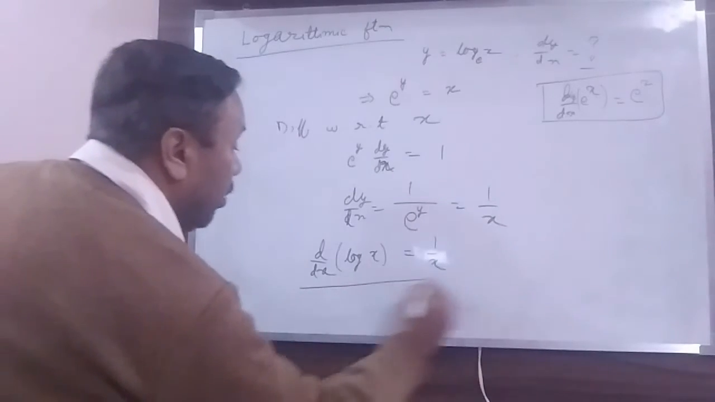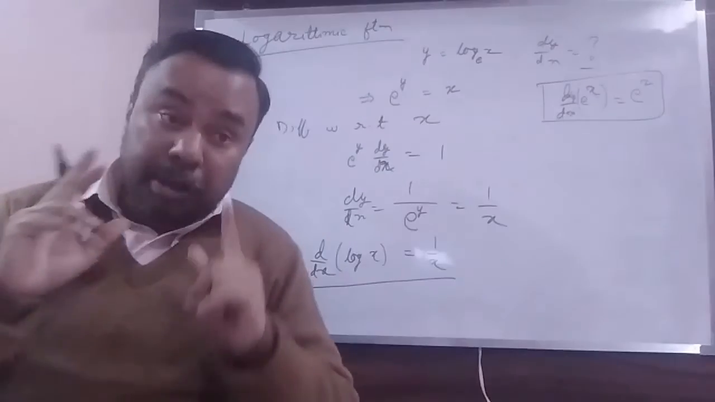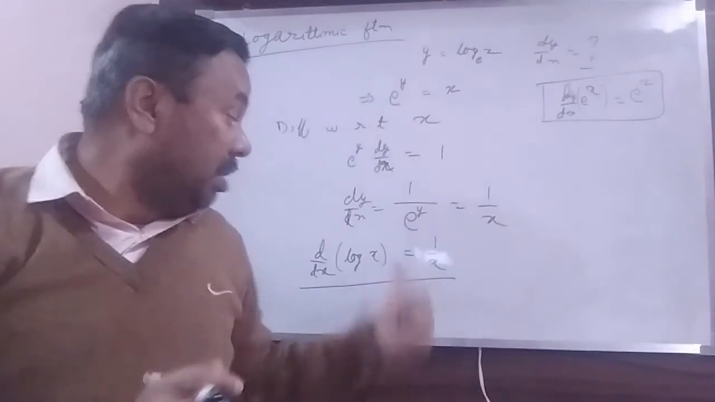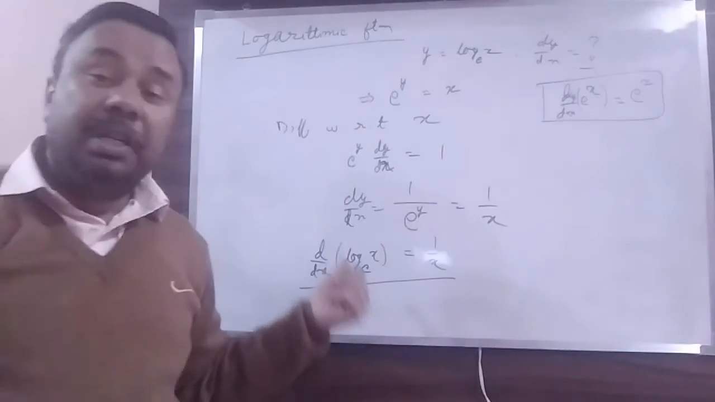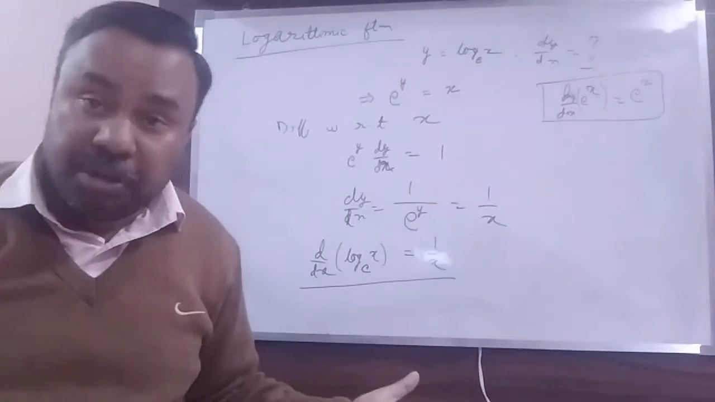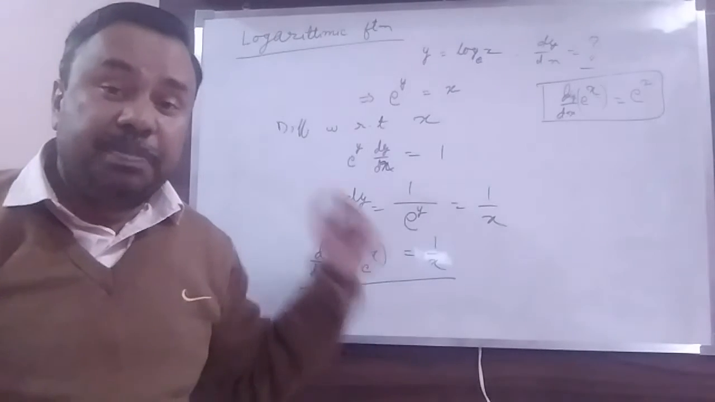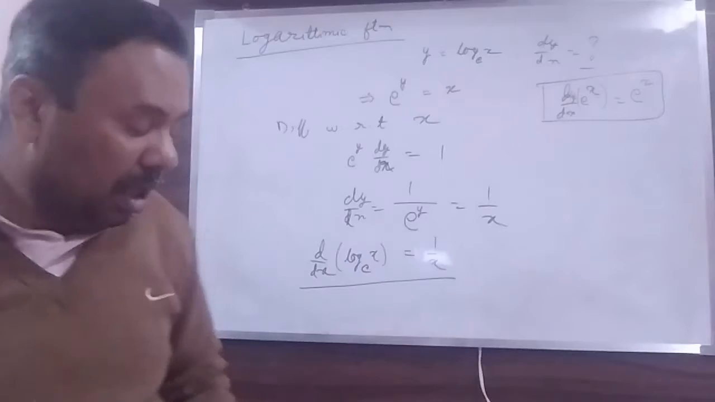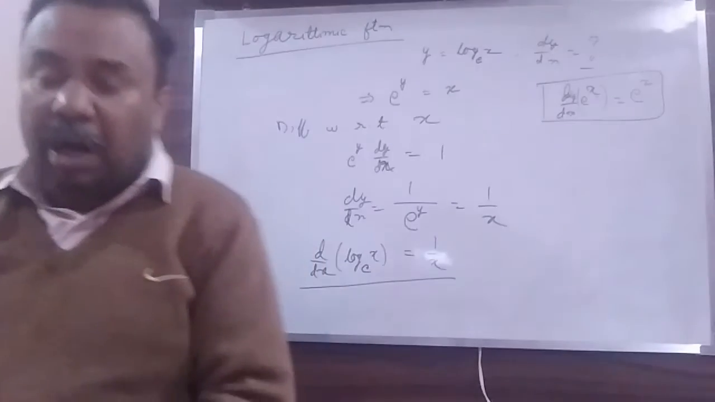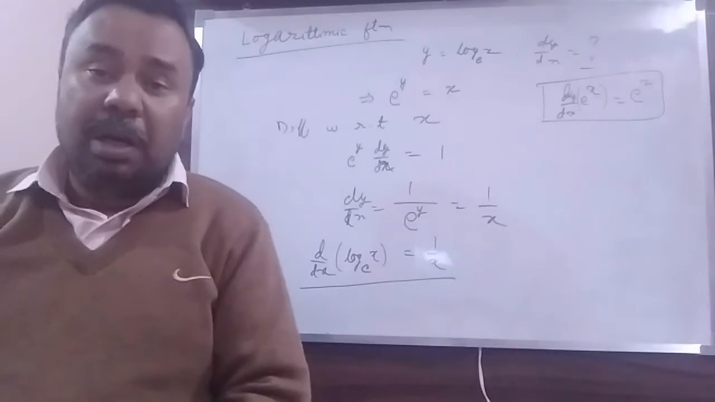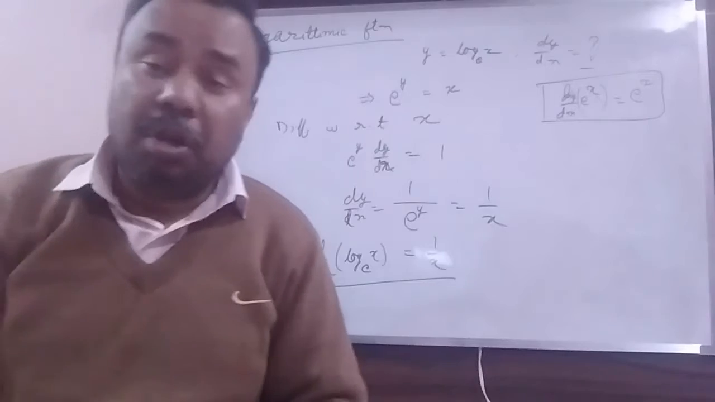And remember, for these things, the base of the logarithm is not 10, it is always e, that is Napier's constant. It is never taken as 10 unless and until it has been specifically mentioned. Okay, so now let's move on to our next part, that is how to differentiate functions involving logs, or using logarithms.